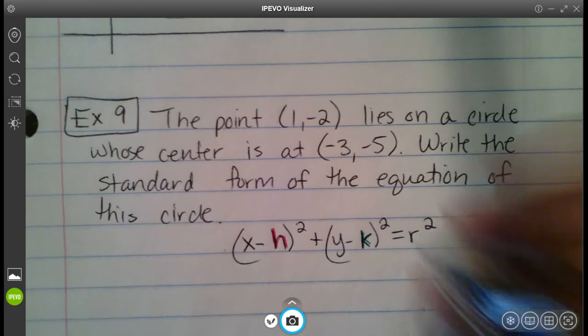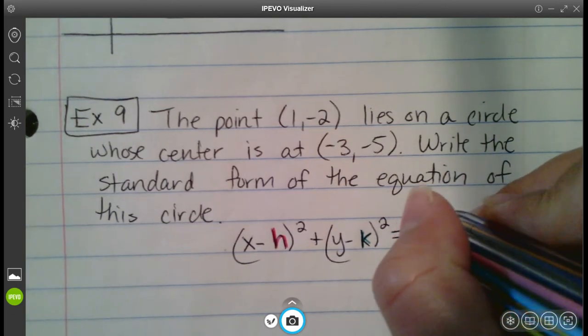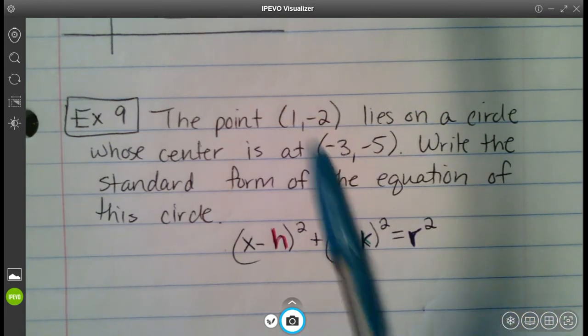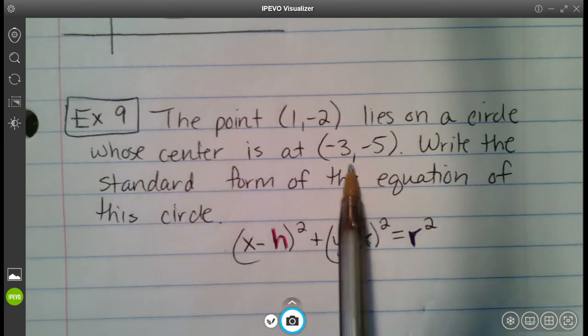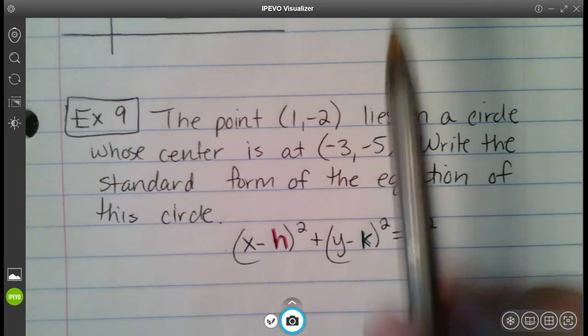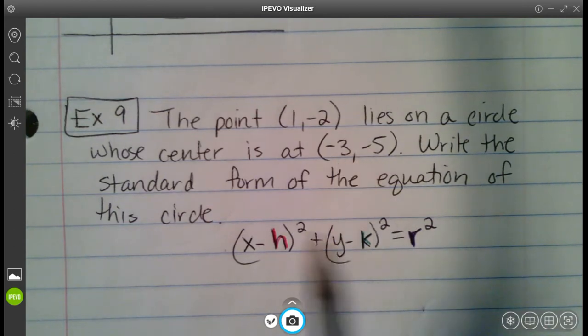Okay, and what I'm going to do is, well, I don't really know too much, but I do know that they gave me some points here, so I'm going to see what I can label. It tells me the center is at -3, -5. And up here at the top, we wrote that the center is HK. So that means that these numbers have to go in here.